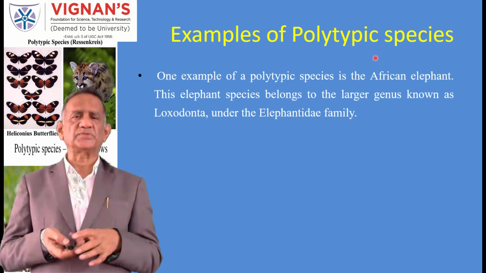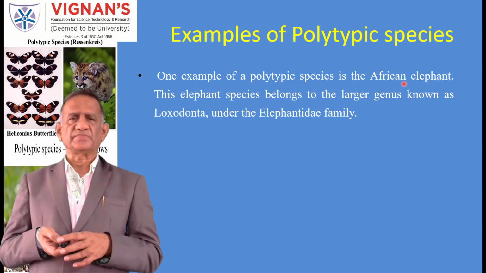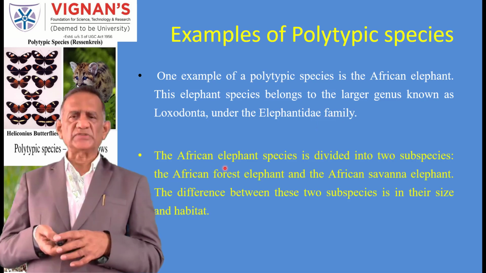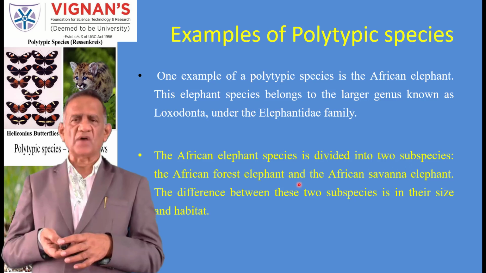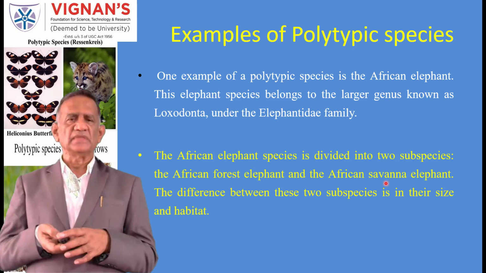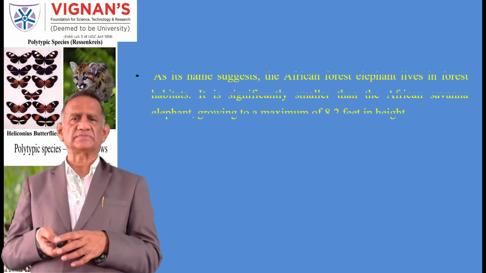Examples of polytypic species. One example of polytypic species is the African elephant. This elephant species belongs to the larger genus known as Loxodonta under the Elephantidae family. The African elephant species divides into two subspecies, African forest elephant and African savanna elephant. Savanna is again a grassland forest in Africa. The difference between these two subspecies is in their size and habitat.